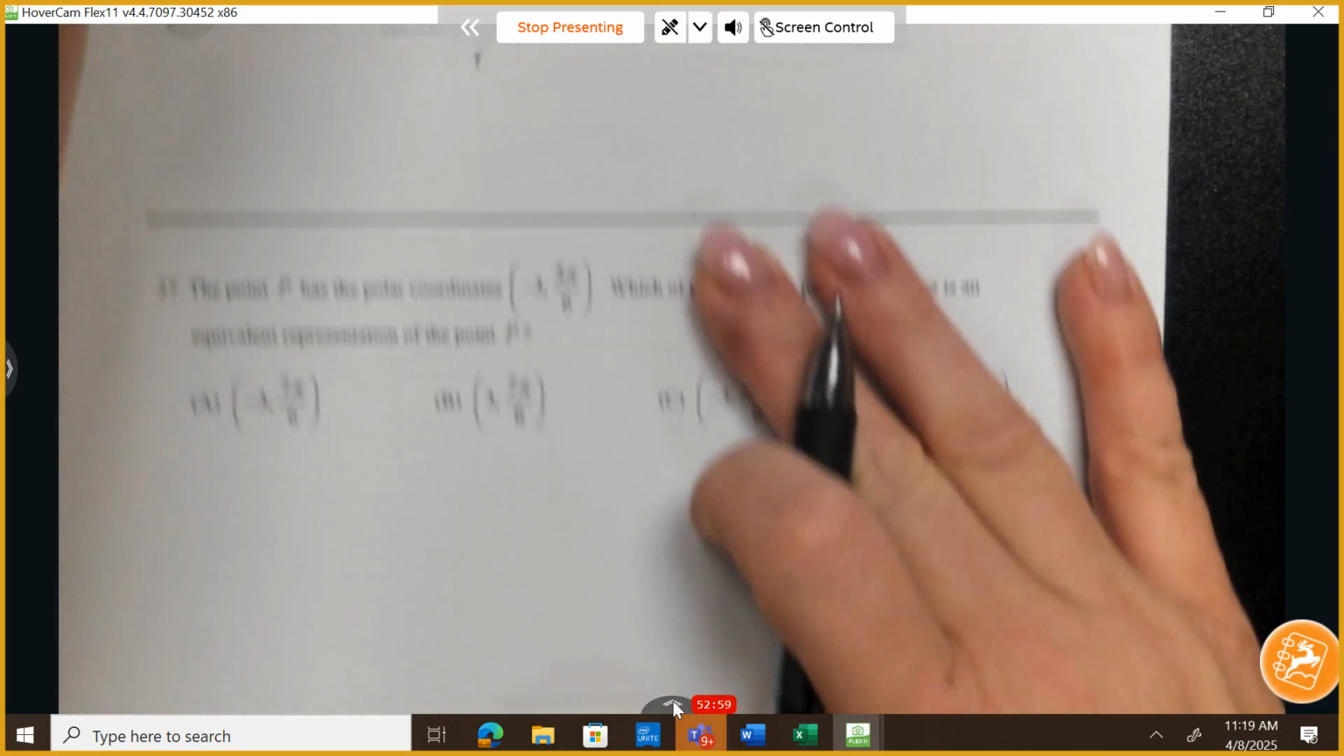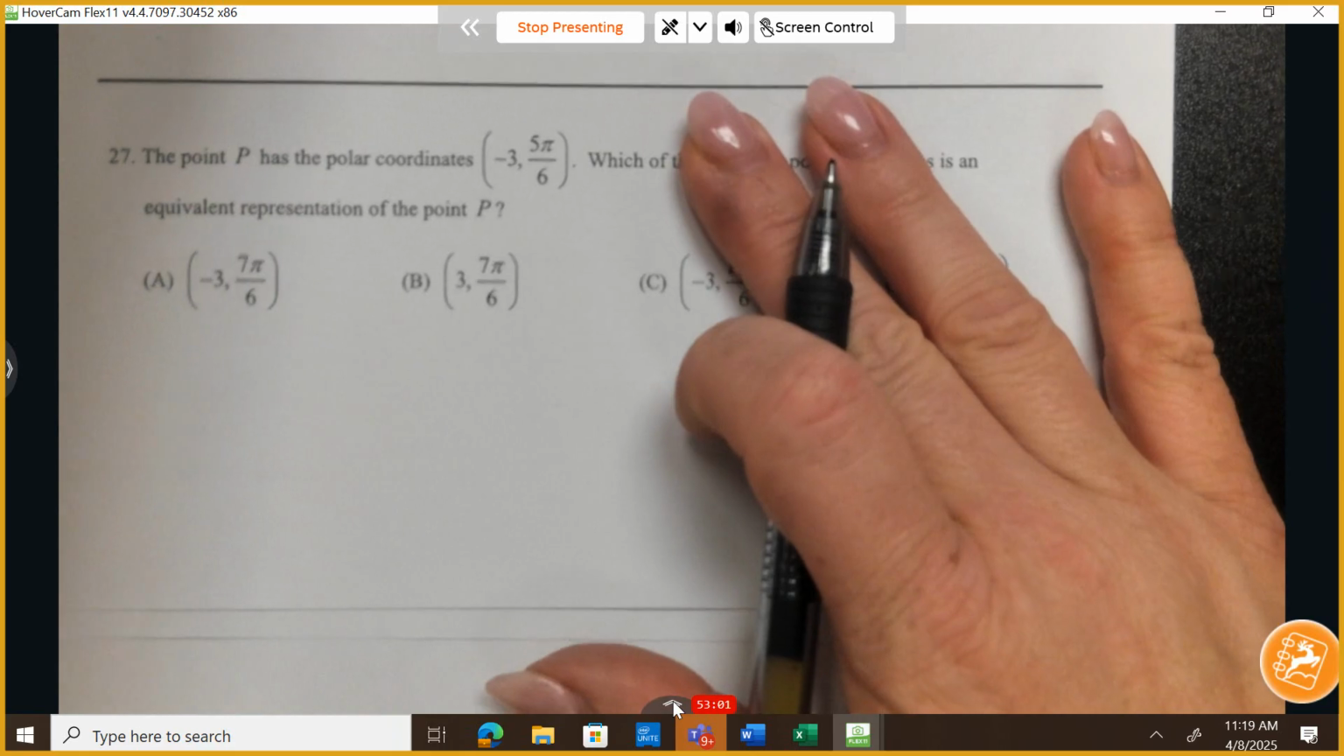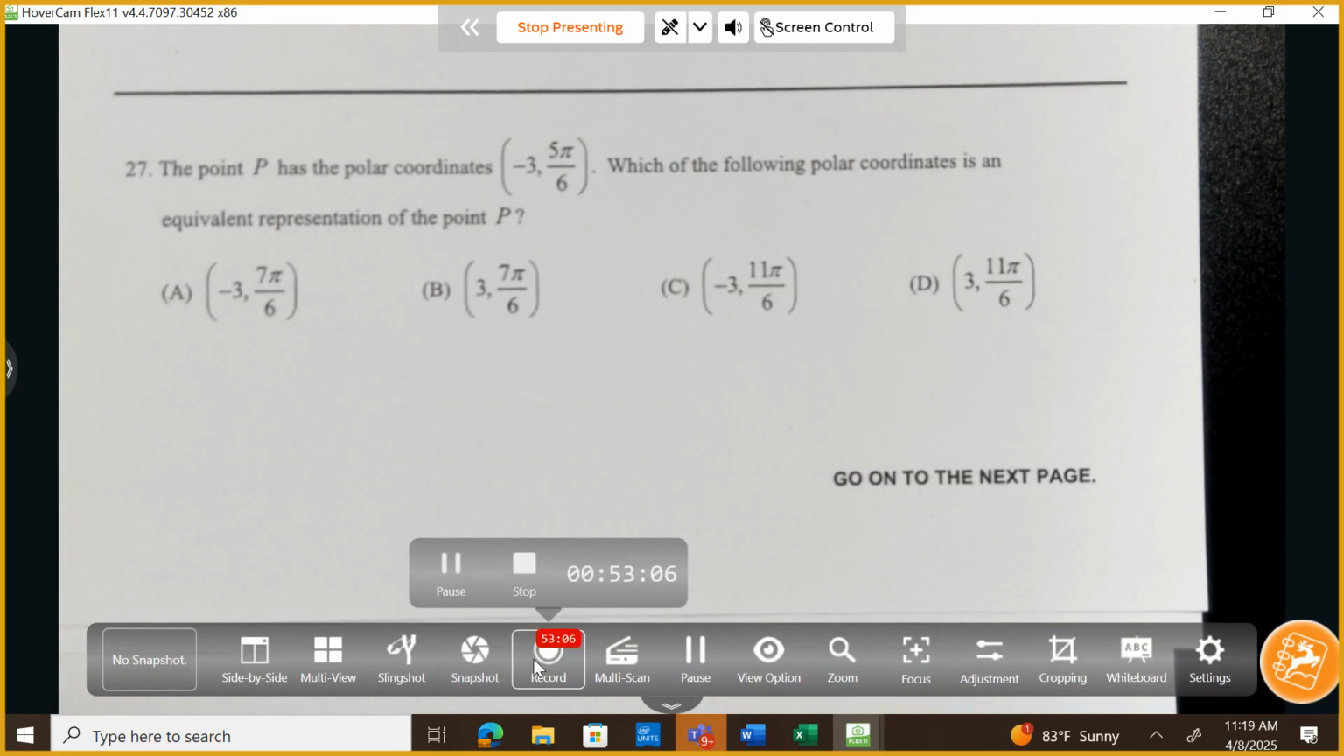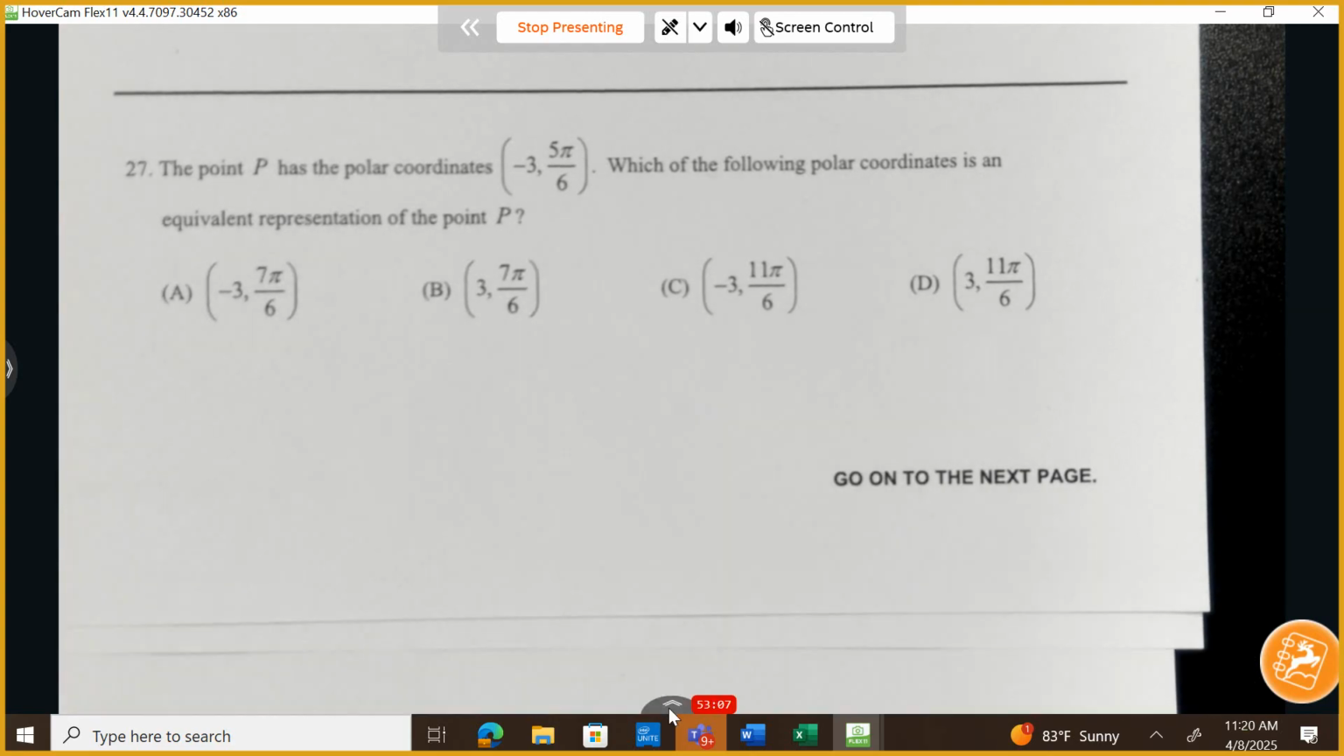If you happen to be gone yesterday or you didn't watch the video, then I'm going to guess 27 and 28 were tough for you. I'm just curious. Let me press pause. 27 and 28. So I want to know which of the following represents this point P.